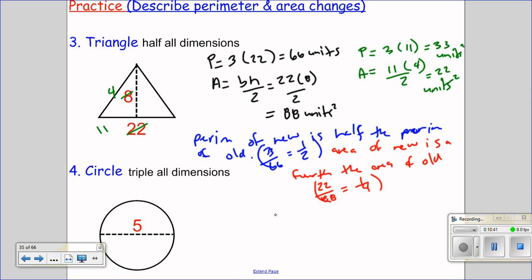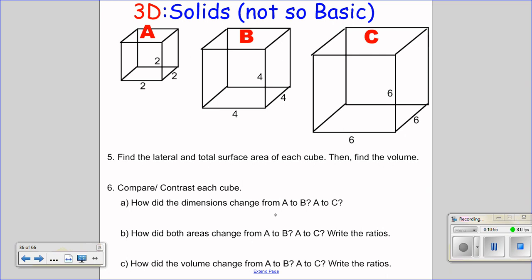Please complete number 4 on your own. Do the same thing, find the perimeter, find the area, and compare the changes from new to old. Now we're going to get into solids and do something very similar. We have 3 cubes. They're all similar cubes, and we're going to find the lateral, total area, and the volume for each of these cubes.